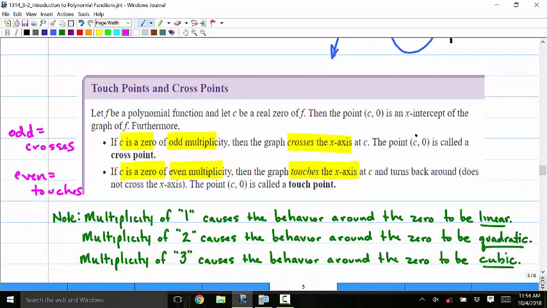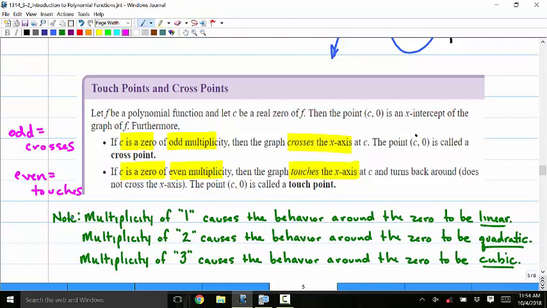A note that this book gives you. If your multiplicity is 1, which is an odd, so it's going to cross, right? It's going to cause the behavior around that 0 to be linear.